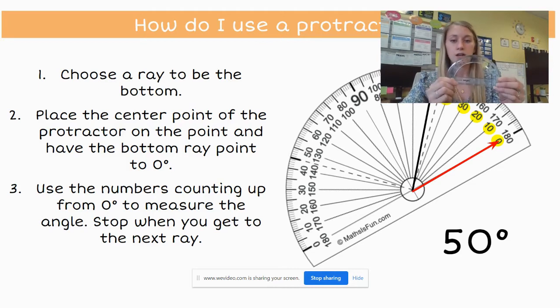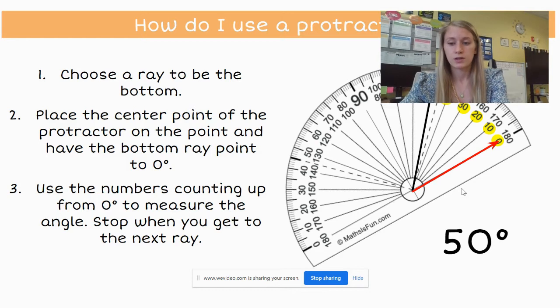So this is a protractor here. Make sure you line it up with the vertex in the center point, and you measure the ray along the line until it's at 0, then follow the numbers up until it hits the other ray, and that is the measure of your angle.